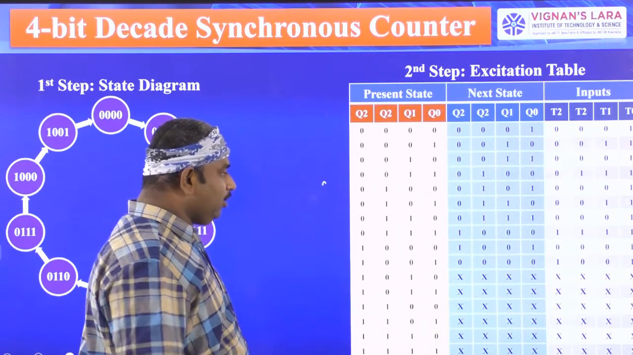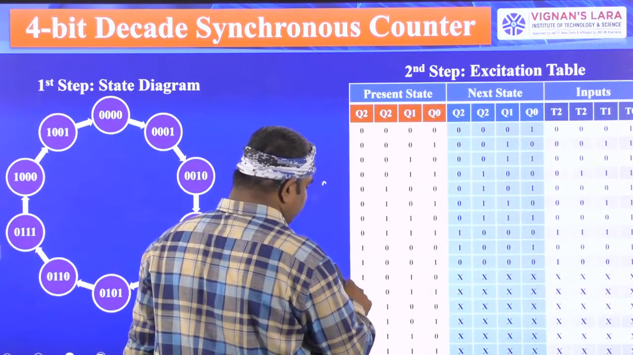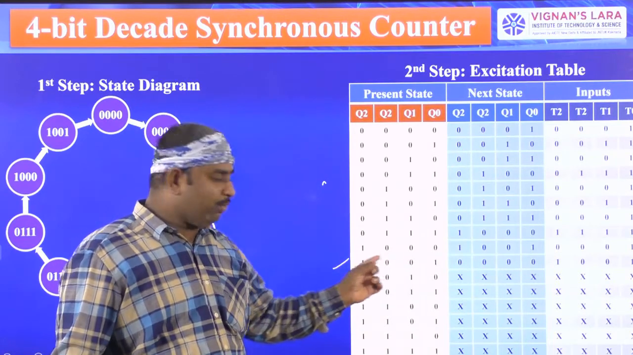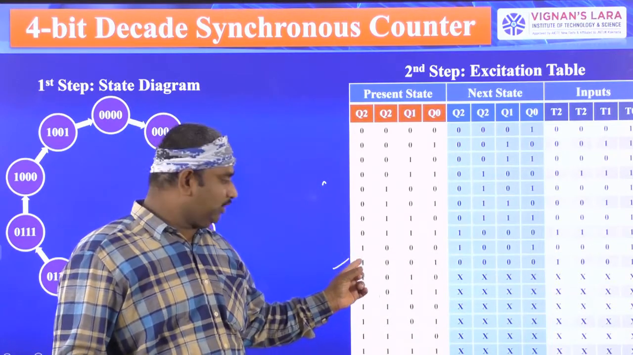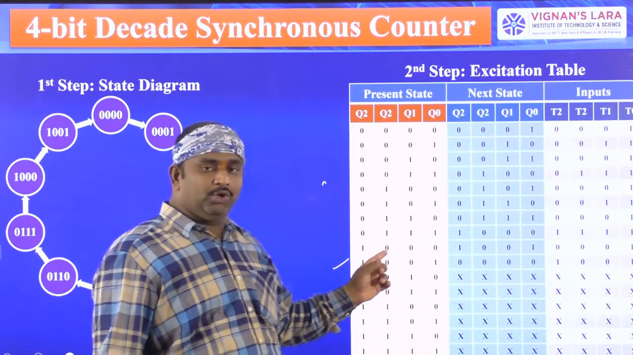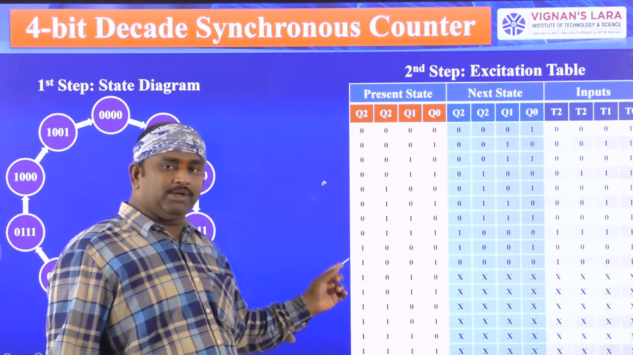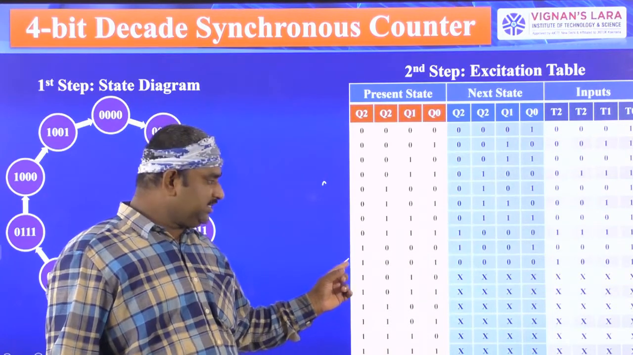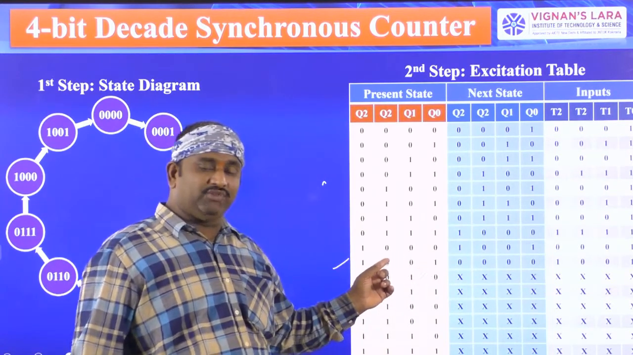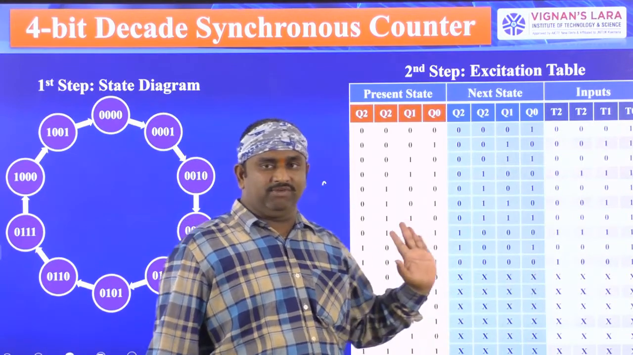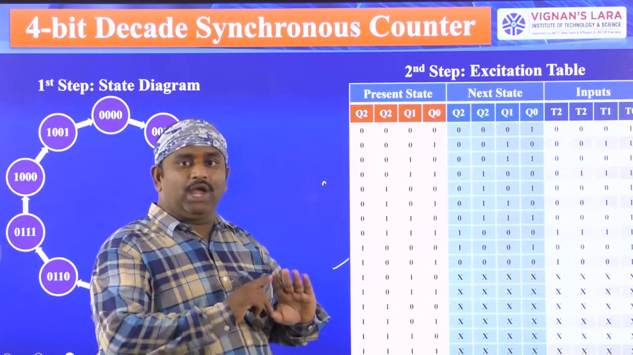Whenever you get the 9th combination, you have the count 1, 0, 0, 1. Whenever you reach the 1, 0, 0, 1 count, your next state is 0, 0, 0, 0, that is, four zeros. This is very important. With this 9, we have ended.